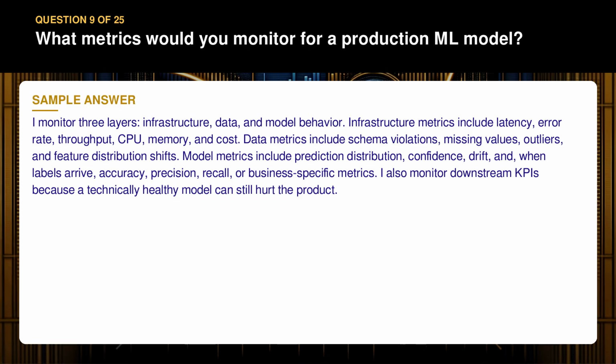I monitor 3 layers: infrastructure, data, and model behavior. Infrastructure metrics include latency, error rate, throughput, CPU, memory, and cost. Data metrics include schema violations, missing values, outliers, and feature distribution shifts. Model metrics include prediction distribution, confidence, drift, and when labels arrive, accuracy, precision, recall, or business-specific metrics. I also monitor downstream KPIs because a technically healthy model can still hurt the product.